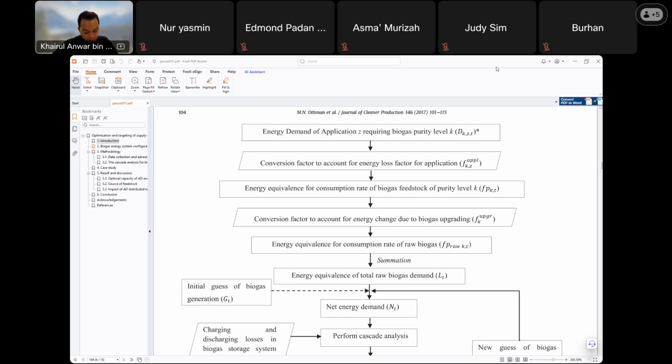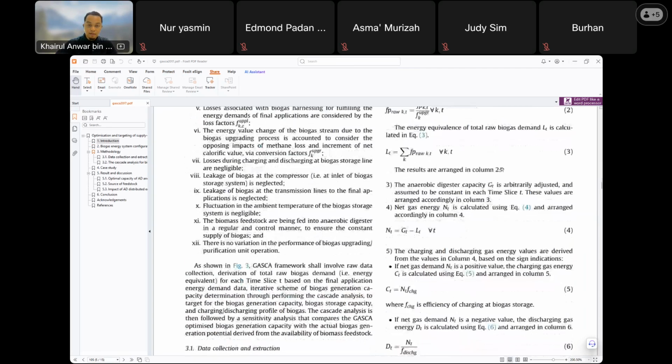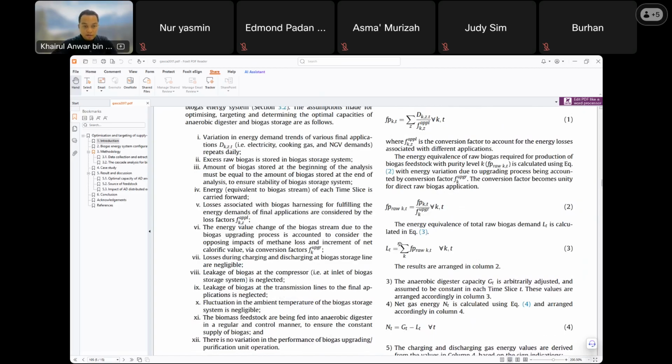Number 4, energy equivalent to biogas stream of each time slice is carried forward. Number 5, losses associated with biogas harnessing for fulfilling the energy demand of final application are considered, with the loss factors. For the loss factors, we refer to table 2.